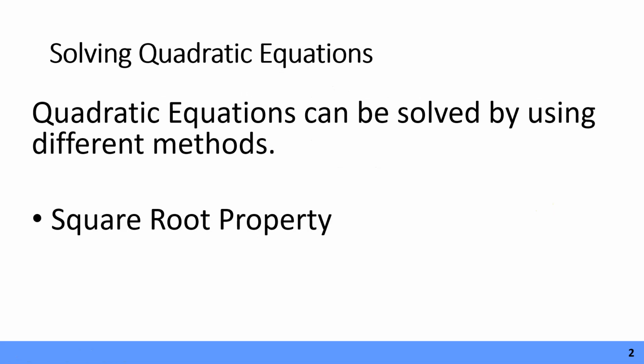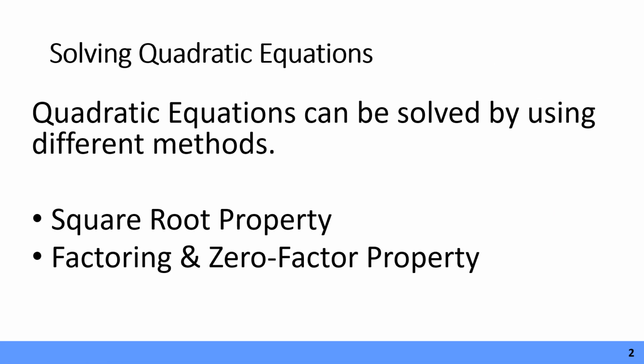The first method we're going to be going over is what we call the square root property, and I'm going to show you when to use this one. The second method is what we call factoring and the zero factor property, so those go together. And then the third method, which you might already be familiar with, is using the quadratic formula. All right, so let's go ahead and start with the first one.